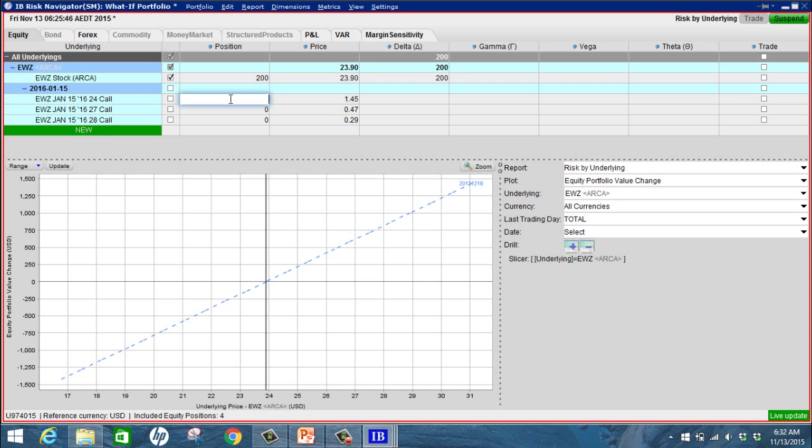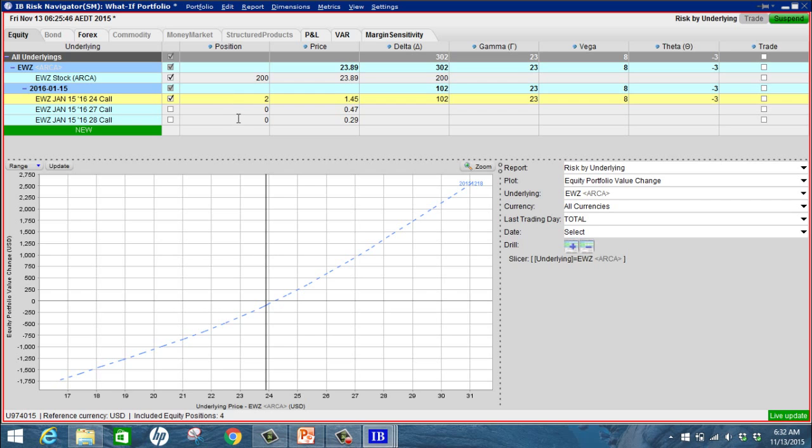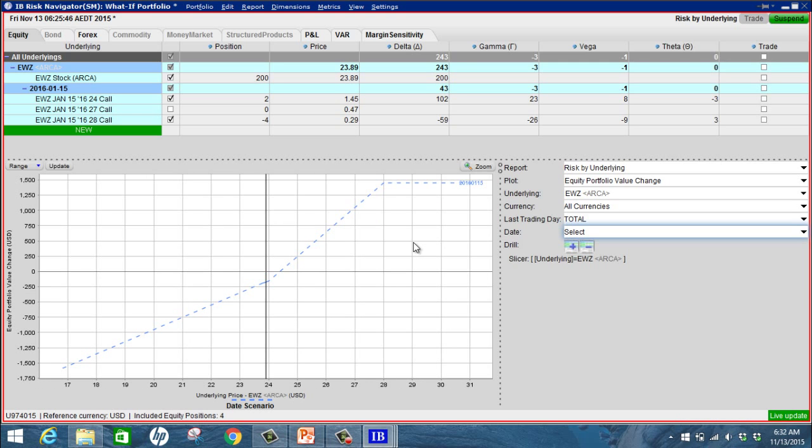Alright, so I definitely want to buy one of these. I've got 200 shares, so I'll probably buy 2 and then I would sell 4. Okay, so let's change that to January. Okay, so this is what my new graph looks like. So we can see on the downside not much change.